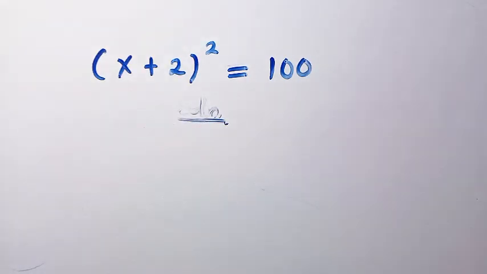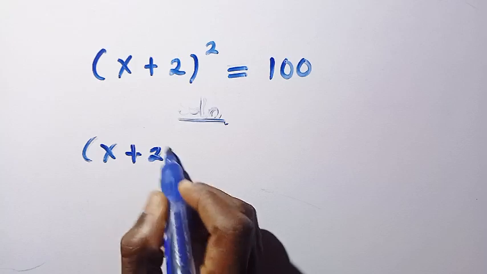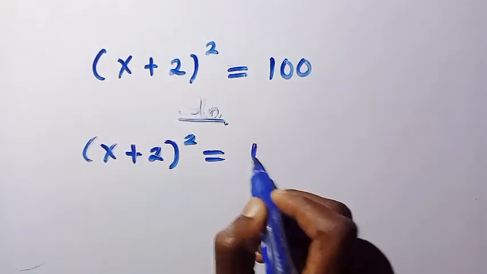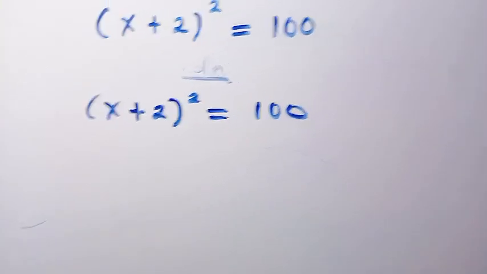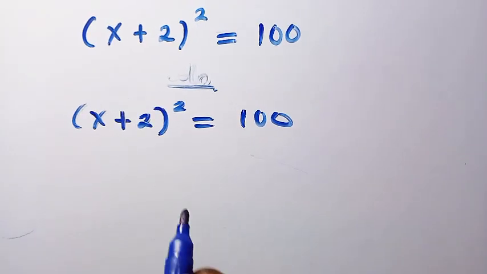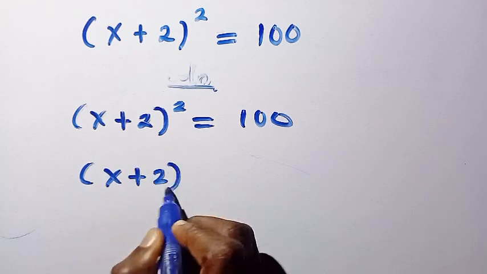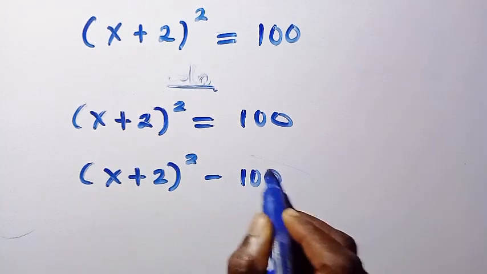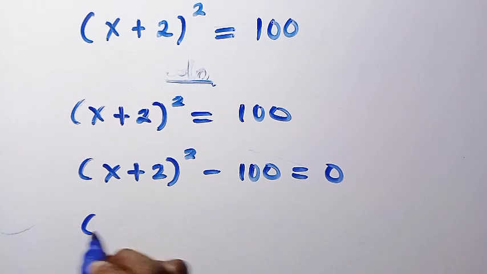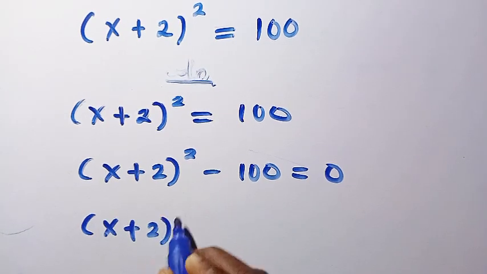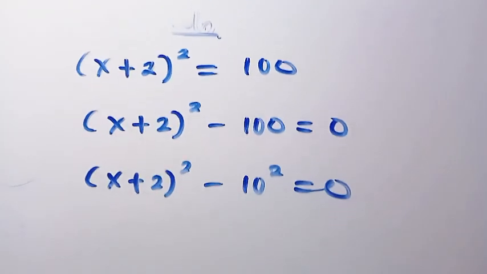When you consider the solution from here, we have (x + 2) raised to power of 2 equals 100. Here is the given question. For the first method, if I transfer this to the other side, we have (x + 2)^2 - 100 = 0. And 100 here is a perfect square, which we write as 10 raised to power 2, equals 0.